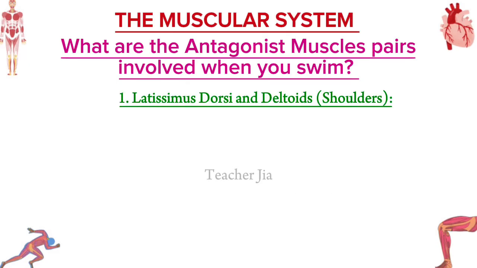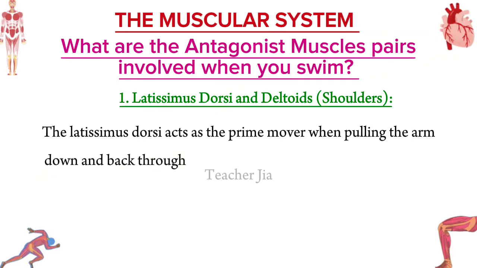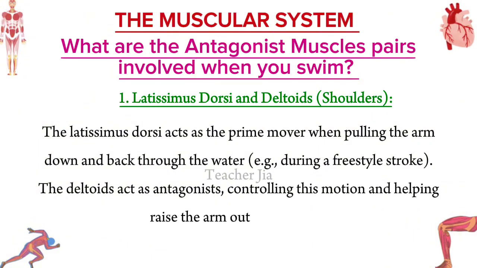Latissimus dorsi and deltoids are muscle pairs that work on the shoulders. The latissimus dorsi acts as a prime mover when pulling the arm down and back through the water, e.g. during a freestyle stroke. The deltoids act as antagonists, controlling this motion and helping raise the arm out of the water. So those are the first muscle pairs involved when you swim.